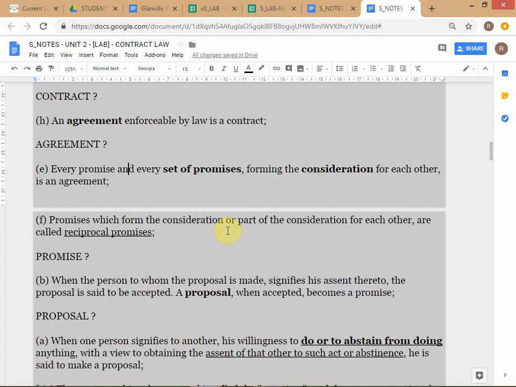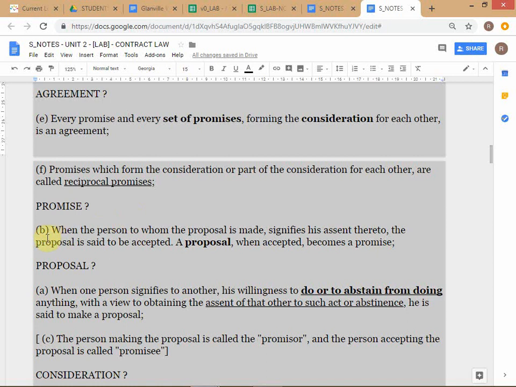So reciprocal promises. We had defined agreement in terms of promises and consideration. Every promise and set of promises forming the consideration for each other are called reciprocal promises. So this is another term. Now we have to define promise and we have to define consideration. So the next one defines promise. What is promise? Simply, a promise is a proposal that has been accepted. Once a proposal has been accepted, that becomes a promise.